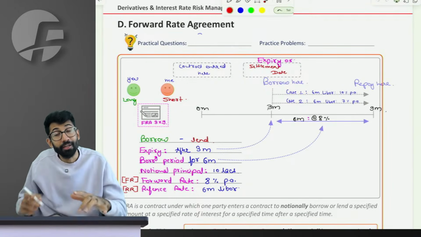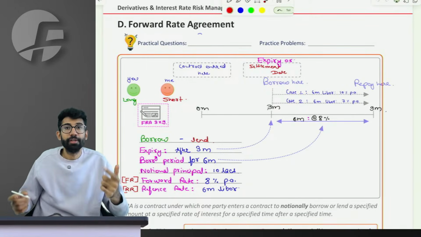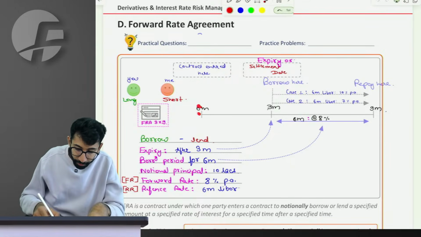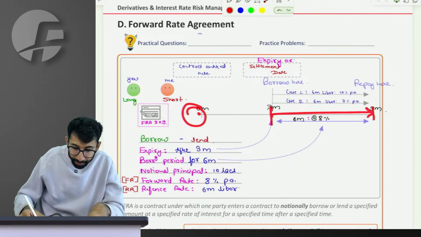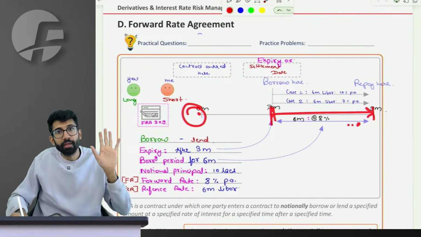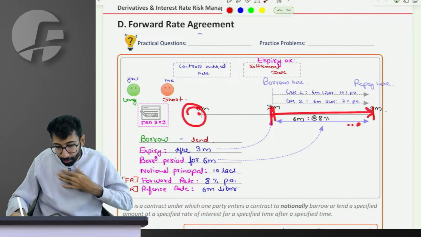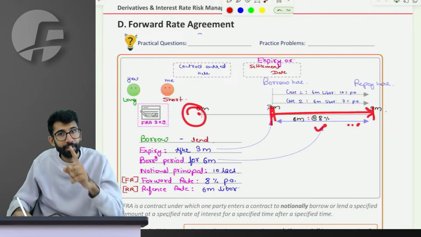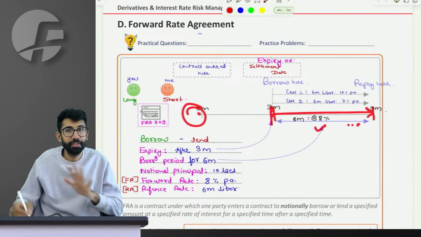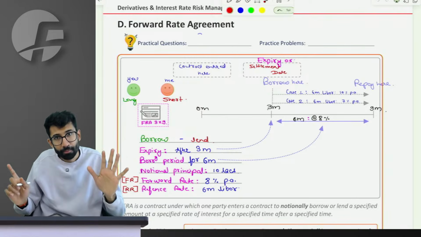This agreement now eliminates uncertainty. How come? Common sense. At 0 point we enter into an agreement. Do you agree on a later date now? Whatever be the rate of interest, we don't have to worry. I have agreed to lend you at the rate of 6%. You have agreed to borrow at the rate of 6%. There is no uncertainty. Perfect.